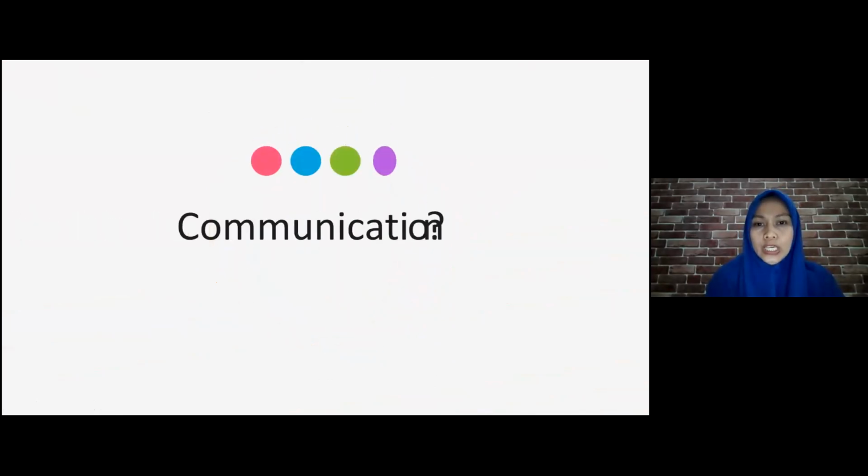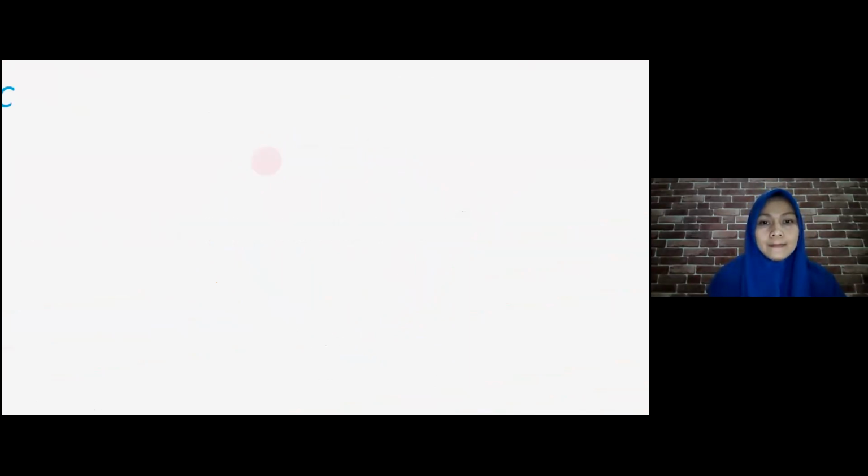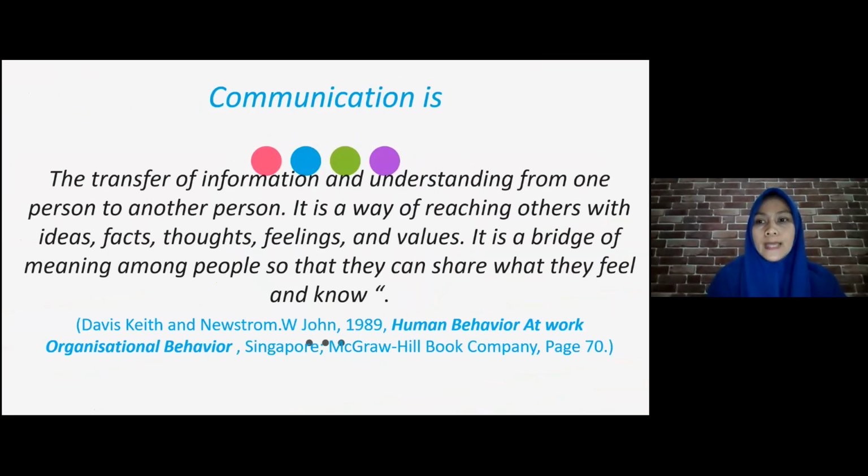Okay, what's communication? We often hear about communication, or komunikasi, right? You have also learned it in your subject, business communication. So what is the real meaning of communication? Here I want to show you some definitions of communication defined by some scholars or experts of communication.